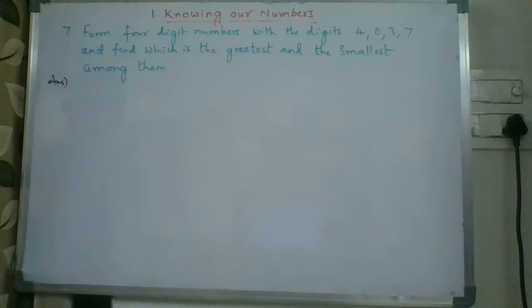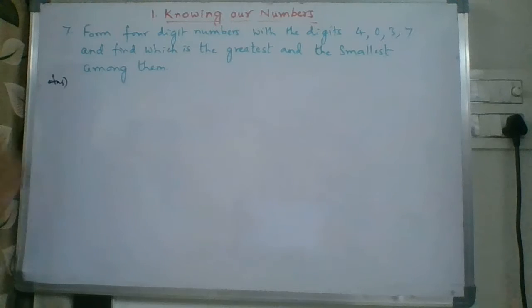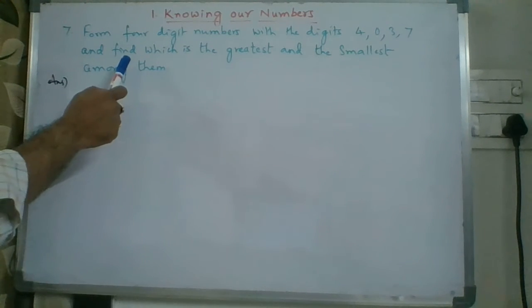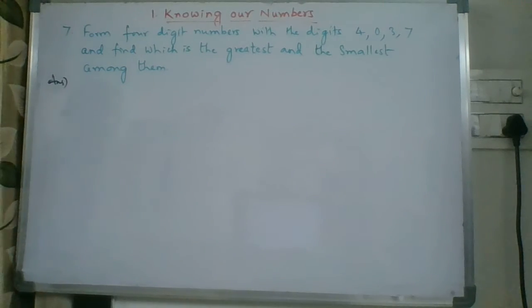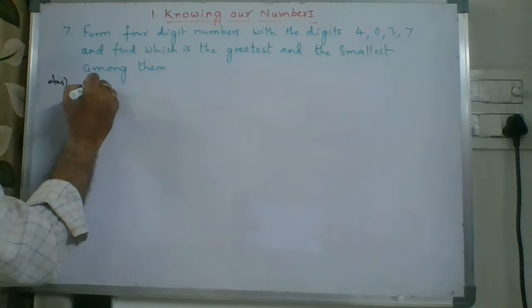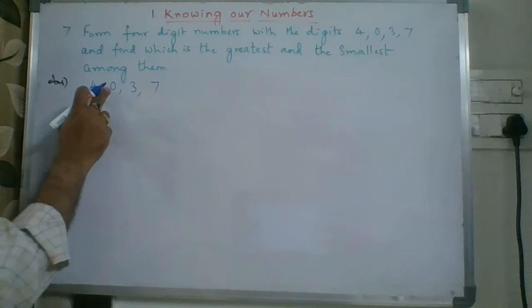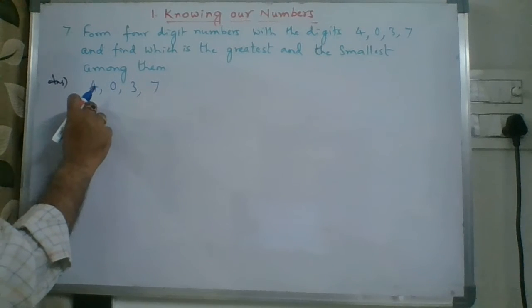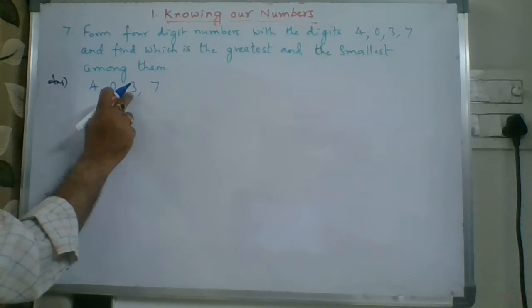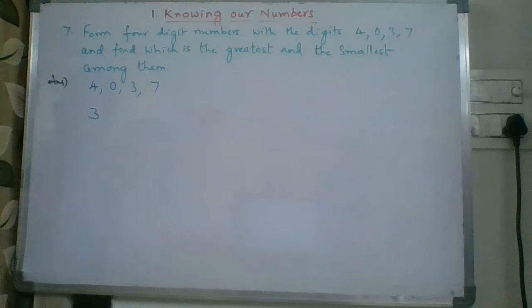Now the next question is, form 4-digit numbers with the digits 4, 0, 3, 7. Using these 4 digits, we have to form 4-digit numbers as many as possible, and we have to find the greatest and the smallest among the numbers we write. Of these digits, which is the smallest one? 0 is the smallest digit, isn't it? But we don't write numbers beginning with 0. Therefore, the next smallest digit is 3. We write the numbers starting with 3.